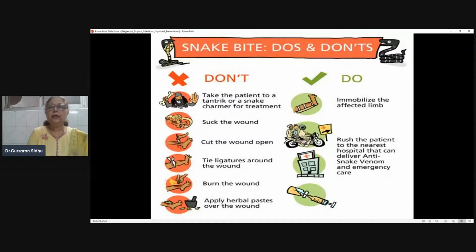What you do is treat the patient like you treat a fracture patient. Immobilize the affected limb with any wooden plank or scale, and just put bandages around it. And rush the patient to the nearest hospital which has ventilatory facilities and a stock of anti-snake venom. That's all you need to do.